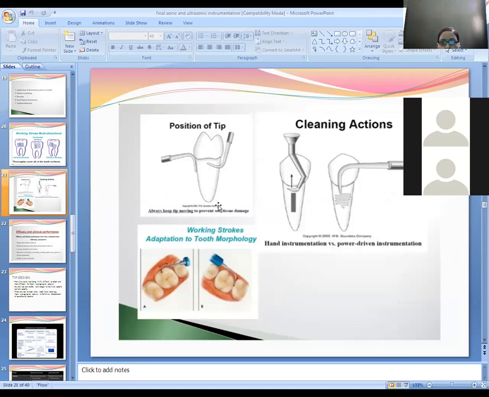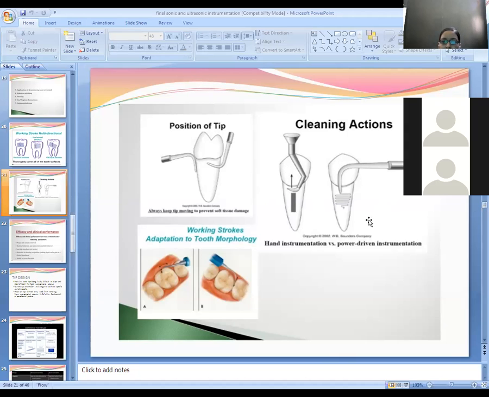Then position of a tip. This position is below the cemento-enamel junction, and just give the vertical strokes or the horizontal or the oblique strokes. And always, don't keep the tip in a constant position. Just keep the tip moving to prevent soft tissue damage.